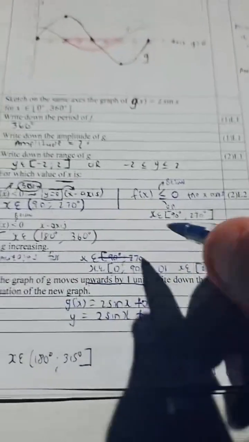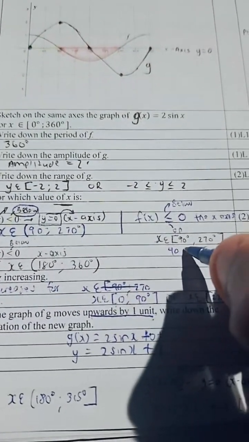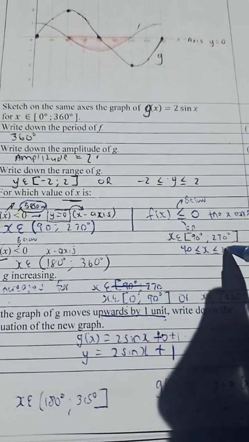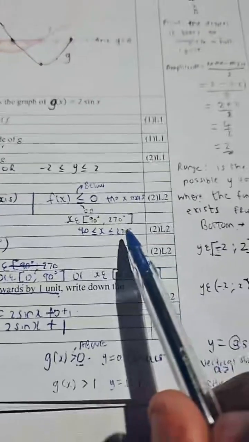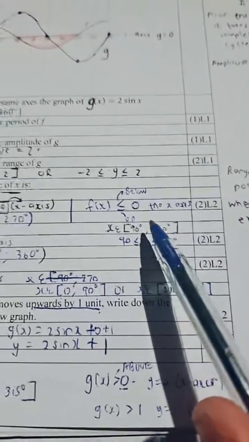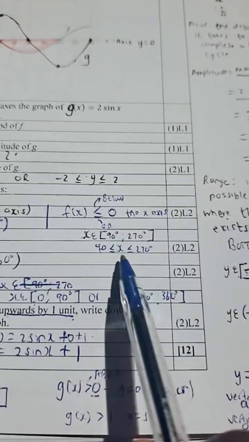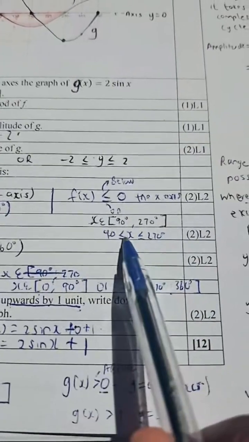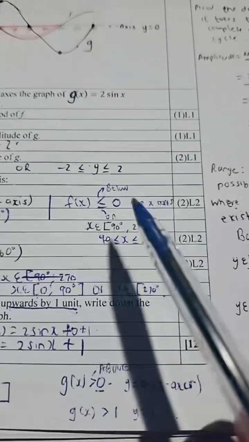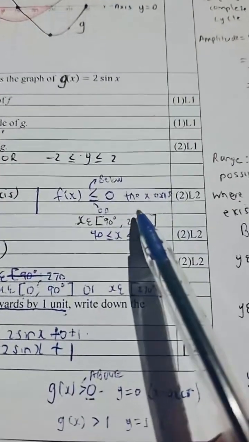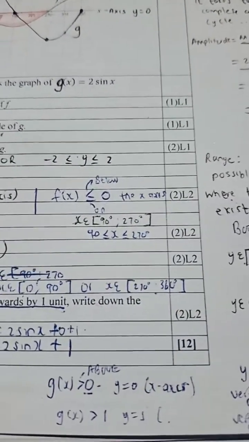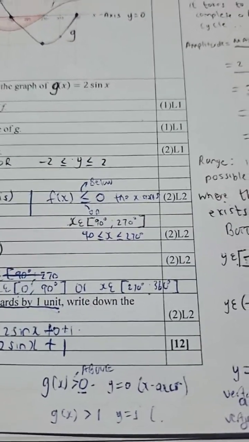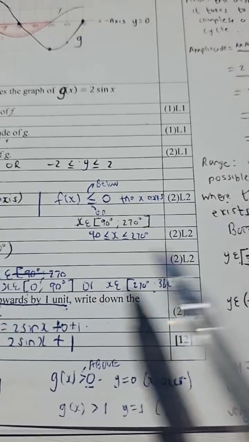If you want to, you can write it in this way: x is greater than or equal to 90, but less than or equal to 270. You have two ways in which you can write your answer for this question. You can write it in interval notation, or in inequality form. I usually say to my learners to decide which way seems more appropriate for you, and then stick to that and consistently write your answers in that way. Okay, I hope that's fine.